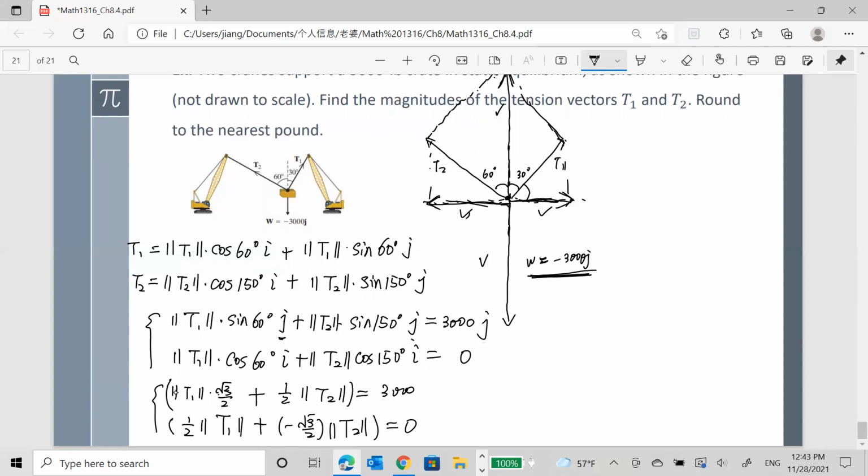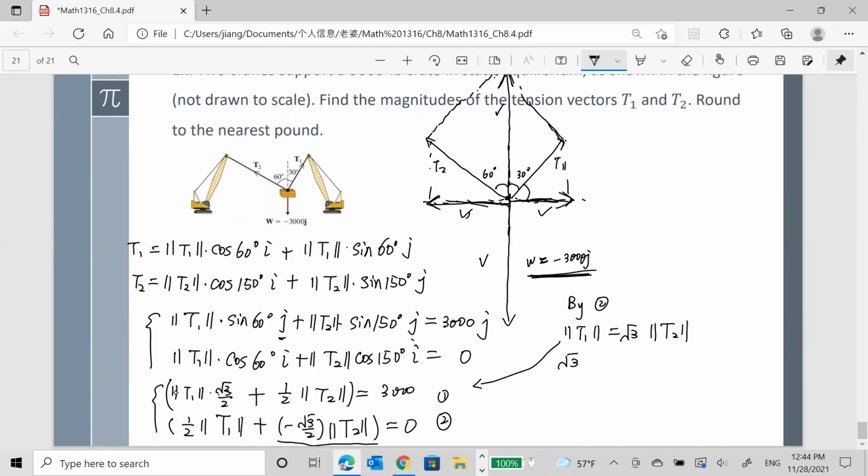And then let's solve. The second one is easier because its right hand side is 0. So I can multiply all of them by 2 and move the second term to the right hand side. So we have the magnitude of T1 equals square root of 3 times the magnitude of T2. So I can plug this one into the first one. So T1 is square root of 3 times magnitude of T2.